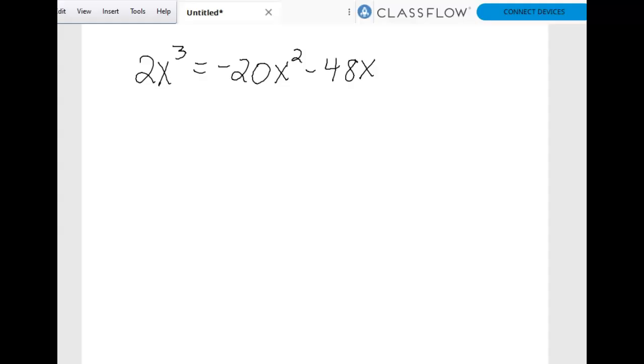How about this one? What am I moving? The negative 20x squared and the minus 48x, right? We're going to move them because the x cubed is the highest exponent. It has to stay positive. So I'm going to have 2x to the third.